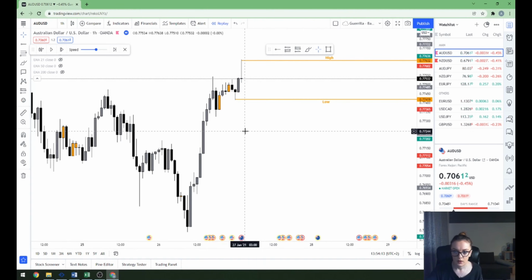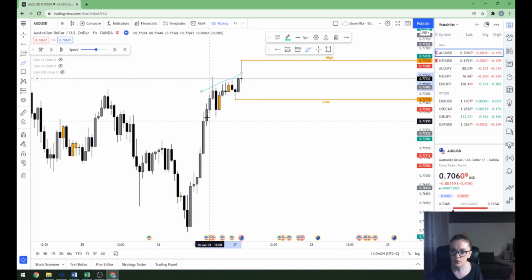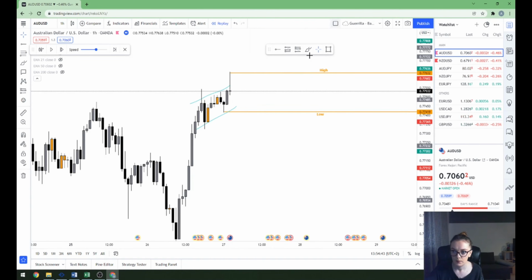So here we can see that the price was going to the upside in an impulsive way, and now the price has no momentum anymore. We have created this ascending channel, meaning that the price was trying to break the high and then retraced, and now tried again to break the high and retraced. So we might be interested in placing a sell order here.